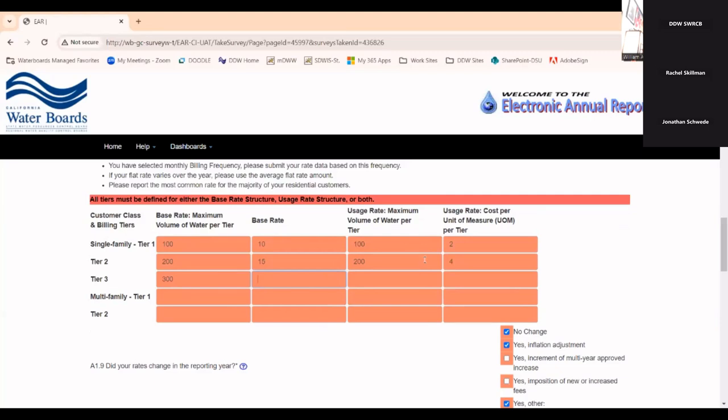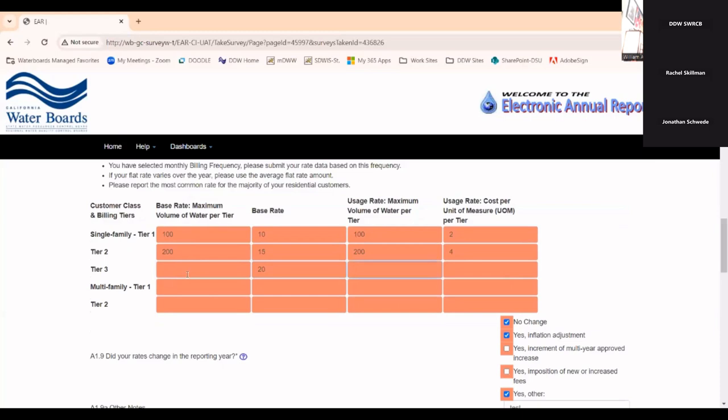Now remember, if you want to account for anything beyond 200, you'd want to leave that cell below blank. So instead of 300, do you mind deleting it? And we'll say for this one, 20, and we'll leave that one blank, and then we'll just say 6. And then multifamily, you could just do the same thing you did for the single family tier 1.